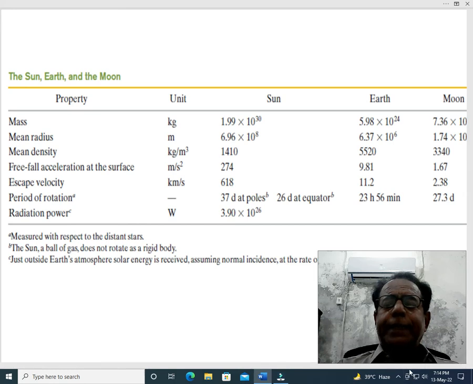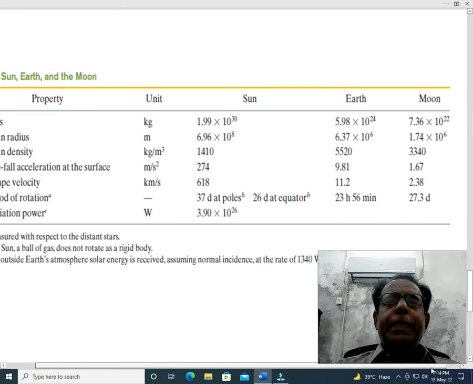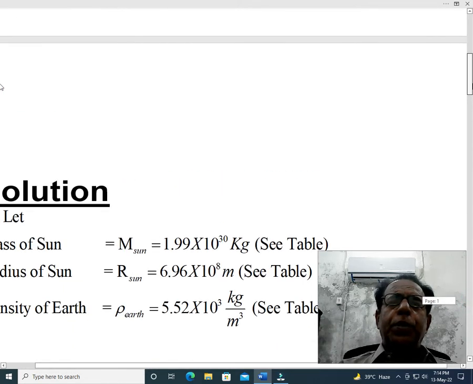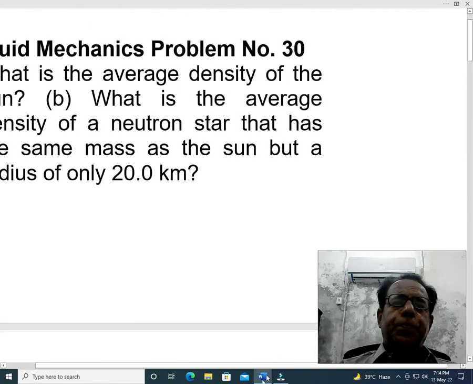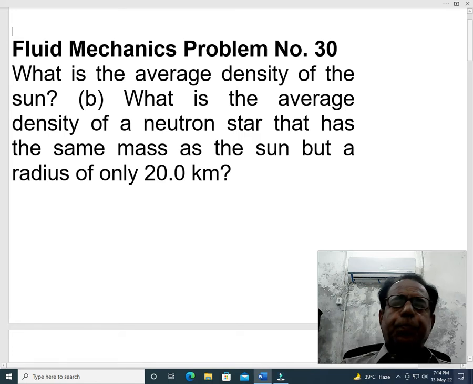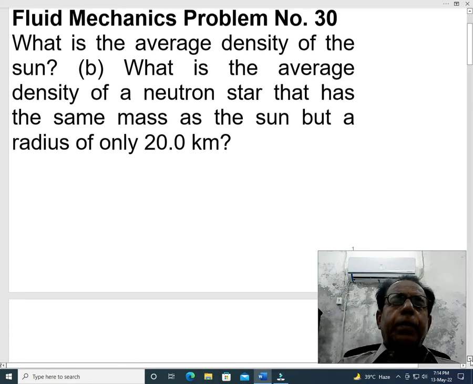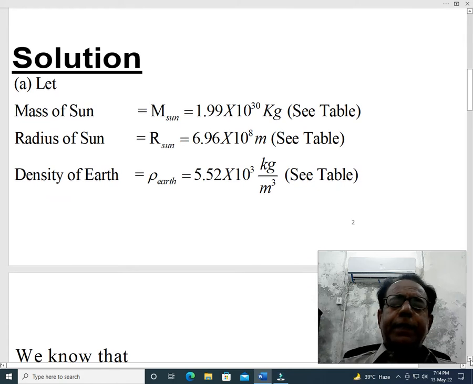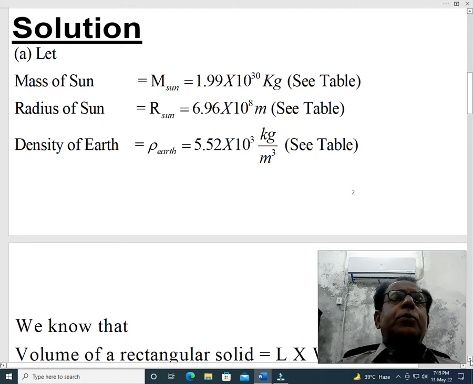Next, in this table, these values for earth and moon are also given. So now we move on to the solution of our problem. This problem has two parts, A and B. So definitely we will first start with part A.